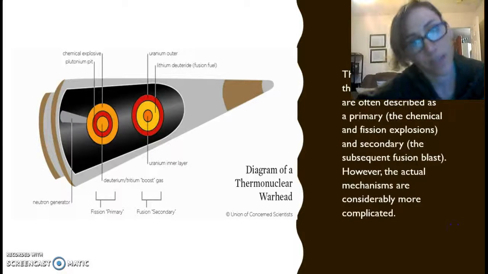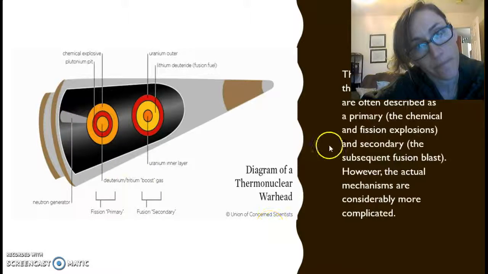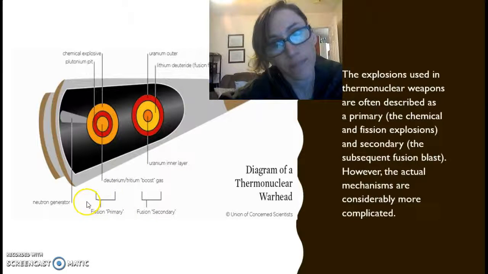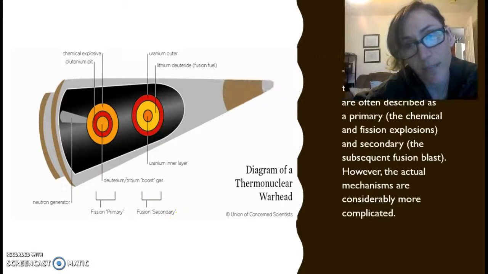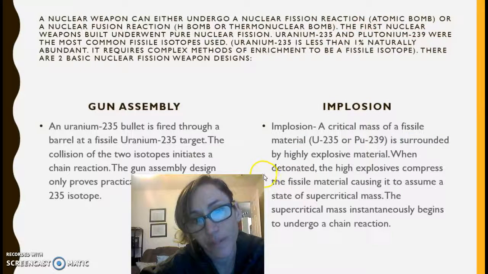Here we have a diagram of a thermonuclear warhead. This is where fission is primarily occurring. Here's your neutron generator. The explosions used in thermonuclear weapons are often described as a primary, which is what I pointed out here, chemical and fission explosions, and a secondary, the subsequent fusion blast. However, the actual mechanisms are considerably more complicated.